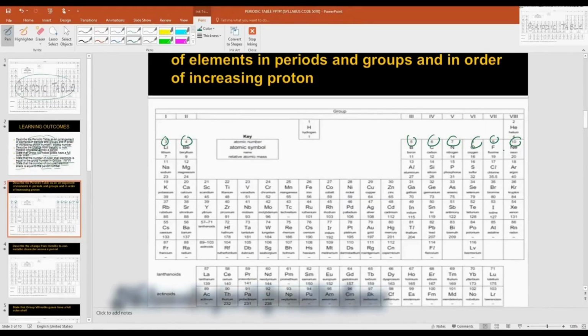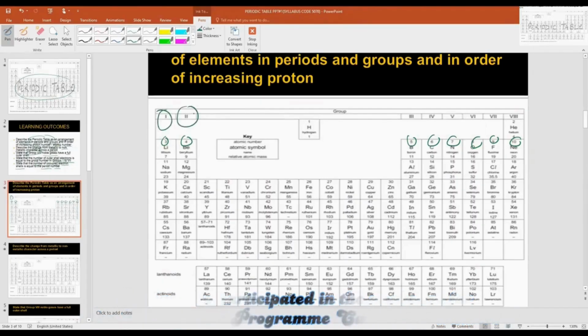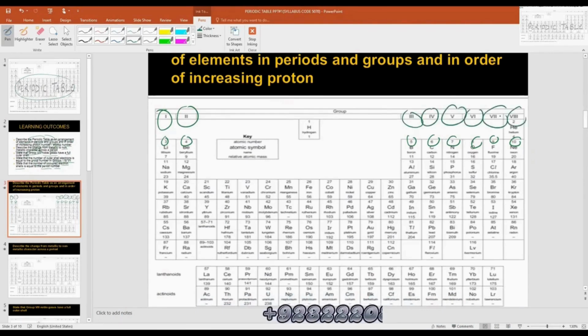The elements are placed in different groups or families on the basis of their physical and chemical properties. These are different families. Family number 1, group 1, 2, 3, 4, 5, 6, 7, 8. When we say physical properties, it means state at room temperature and pressure.